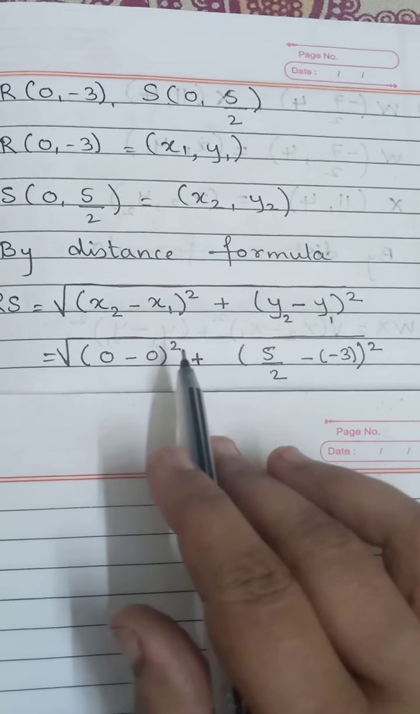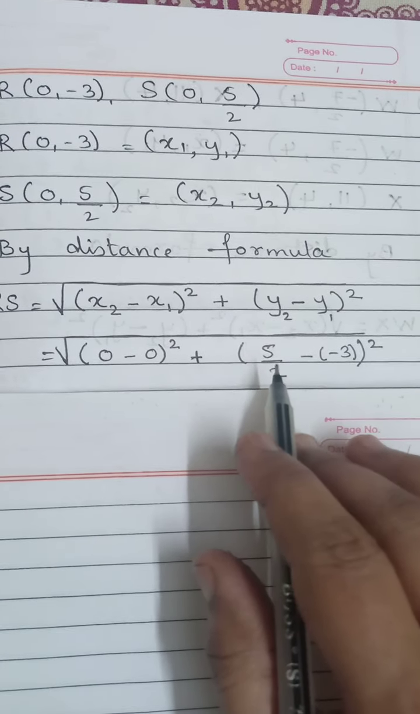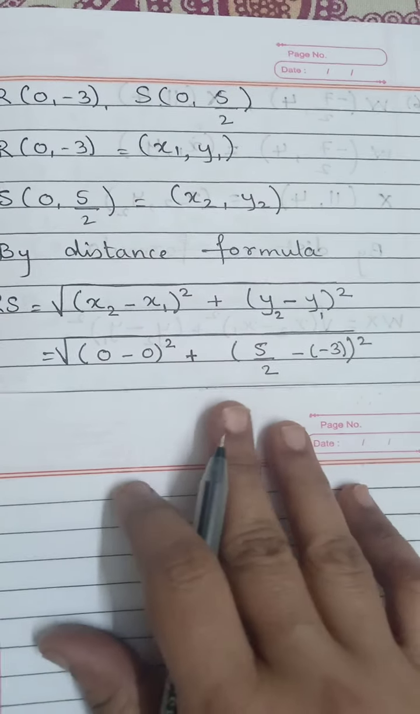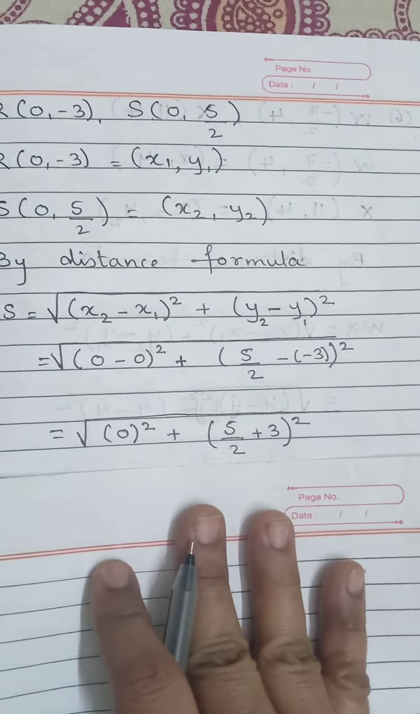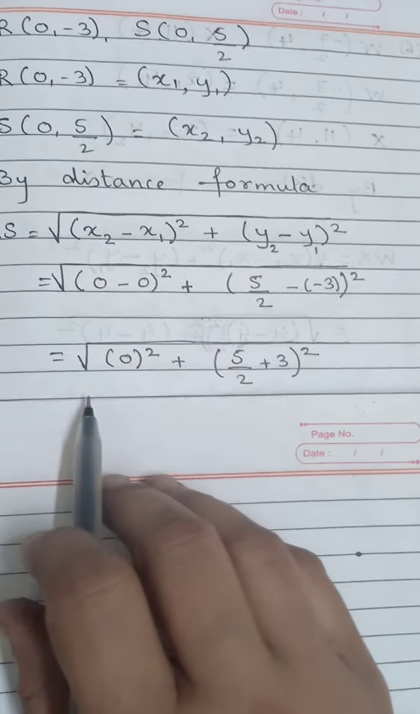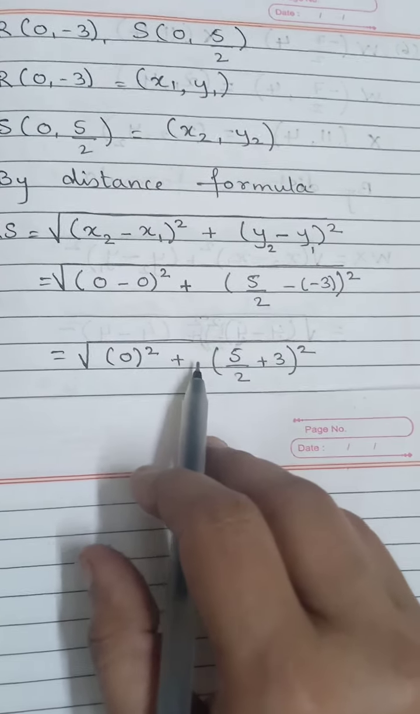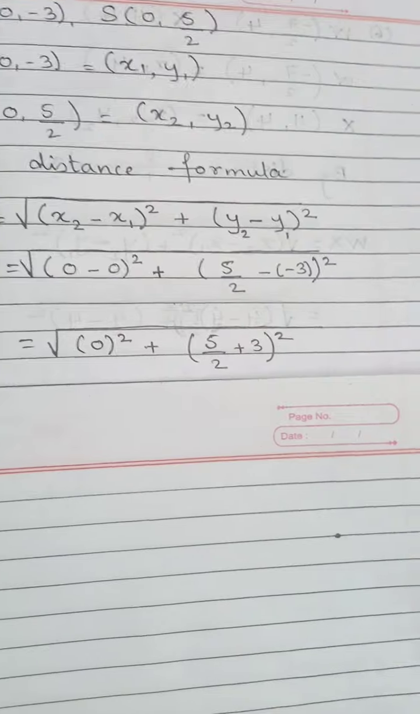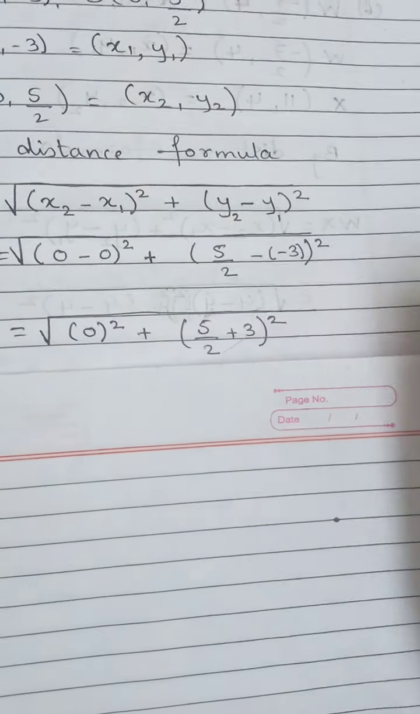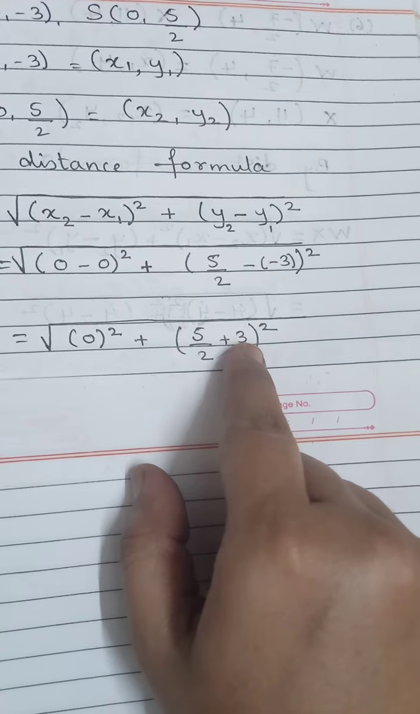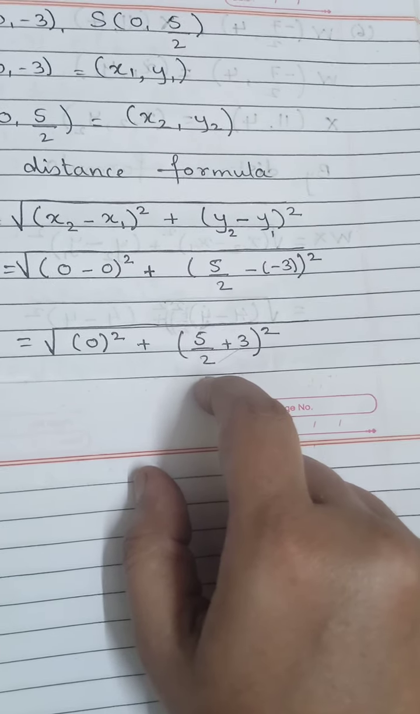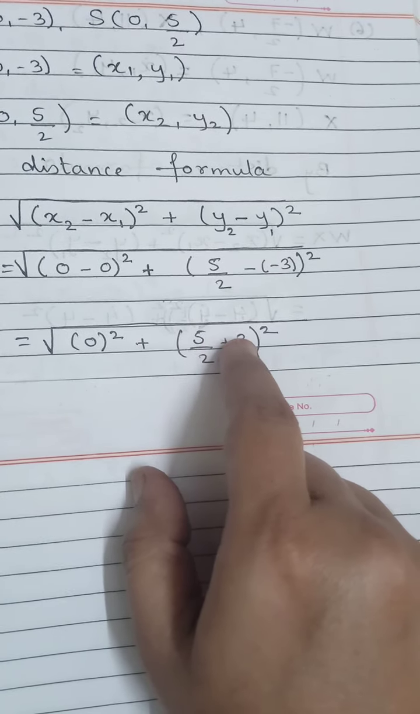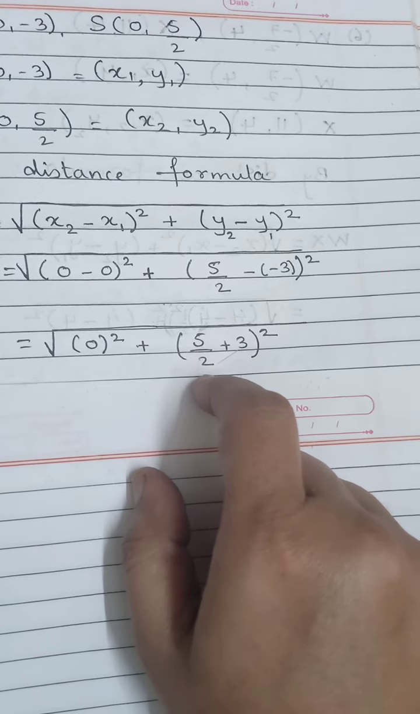So 0 minus 0 will be 0. For this bracket, this 5 upon 2 we will keep like that only. This minus minus will become plus, and then 3. So in this way we'll simplify this. See, same step we have taken: here 0 square, then plus 5 upon 2 plus 3. Now we have to do the cross multiply here. So this 2 will multiply by 3. So 5 plus 2 threes are 6, and then both will come over 2. The common denominator will become 2. So 5 plus 6 will be 11 upon 2.